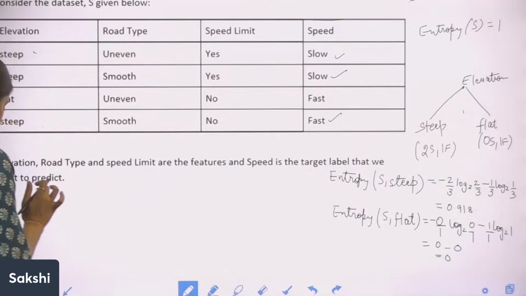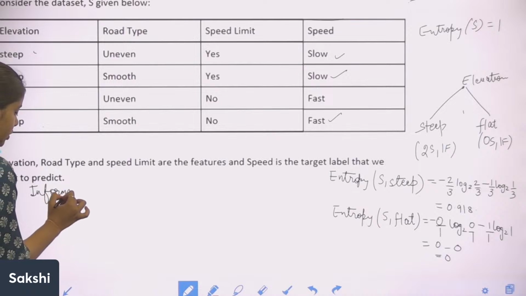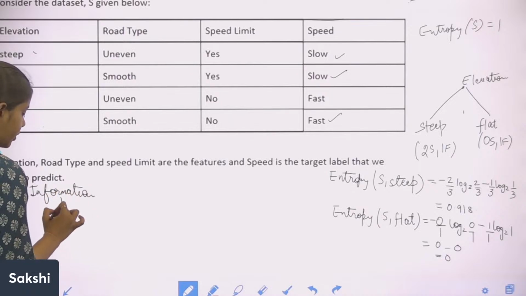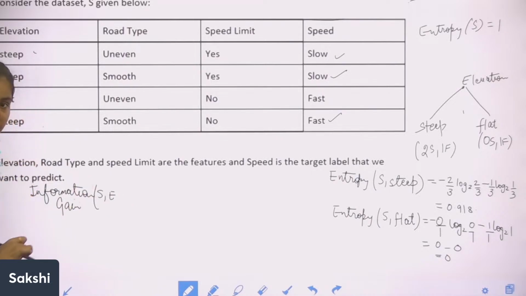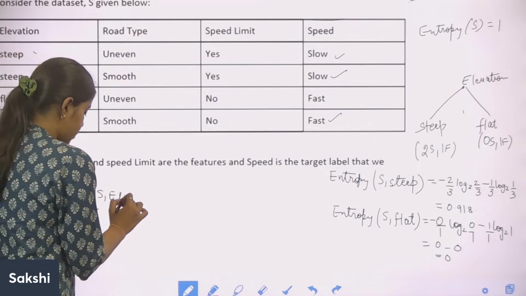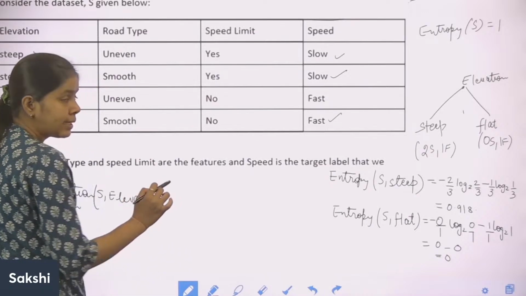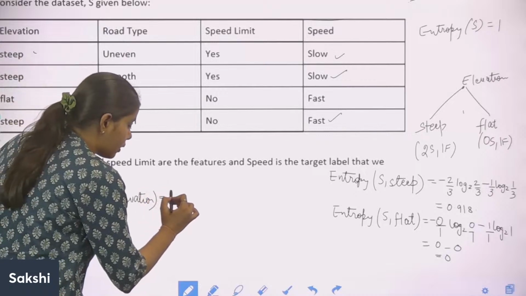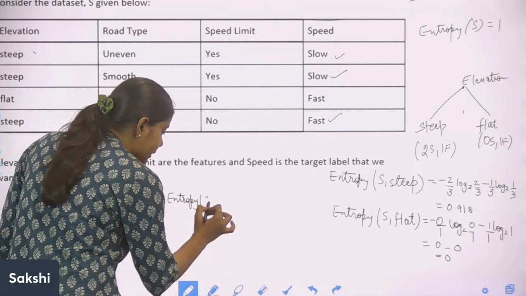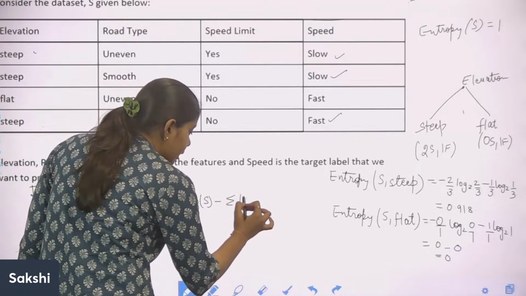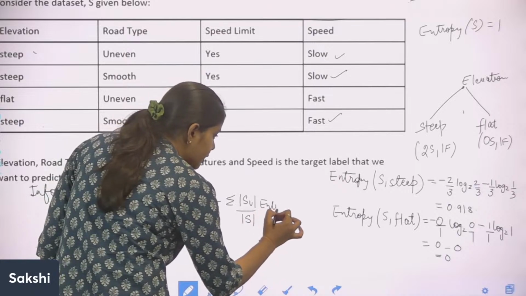Now, what is information gain? You would say, ma'am, you are telling so many things, but what about information gain? In the question, they have asked about information gain. So, information gain for the feature S comma elevation. S is my data set, elevation is my feature. So, let's find out that. Guys, remember, what is the formula? Entropy of my whole data set, minus summation of cardinality of SV upon cardinality of S and entropy of SV.